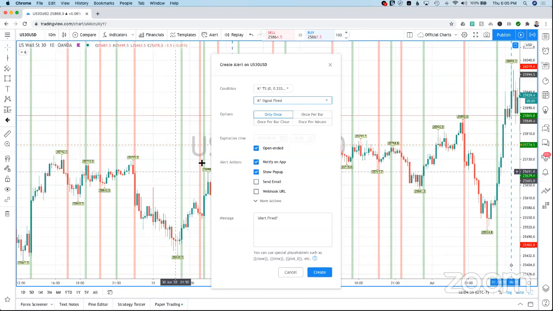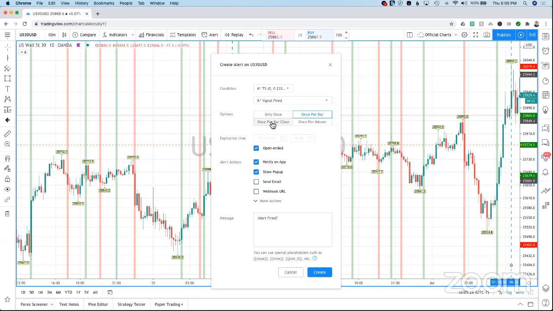And generally what I like to do is if I'm trading on a lower time frame, I want to know when the candle closes. So I'll set it to once per bar so that every time it appears per bar, it'll give me an alert. But if I'm trading on a higher time frame, I don't want the alert to keep popping up. So I'll just put once per bar close, and you'll only get an alert if it closes with the signal. Once per bar will give you an alert if it shows up and then disappears.